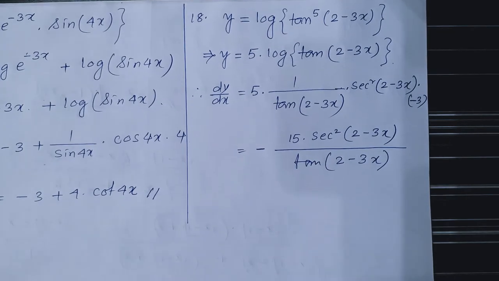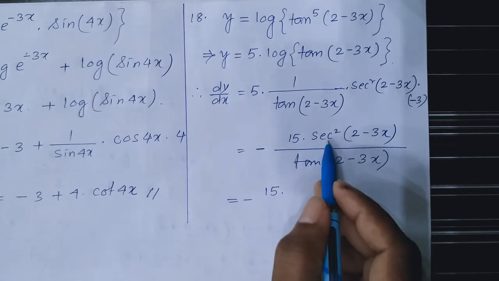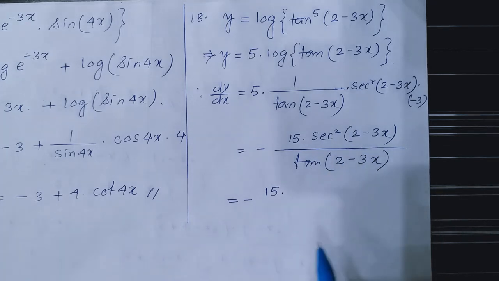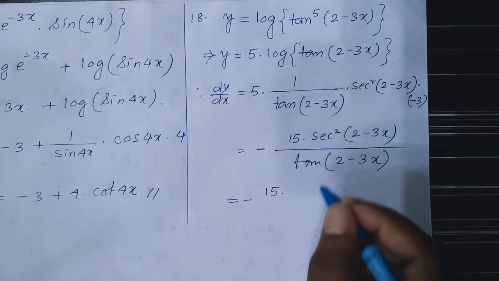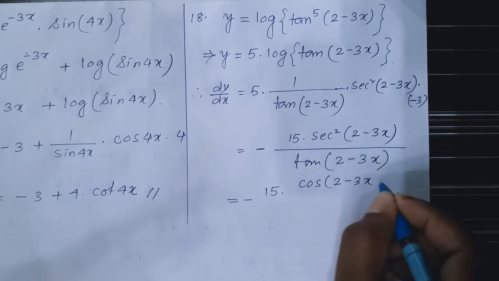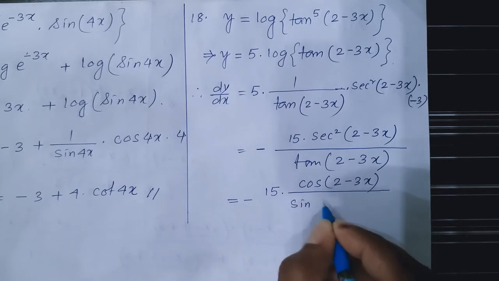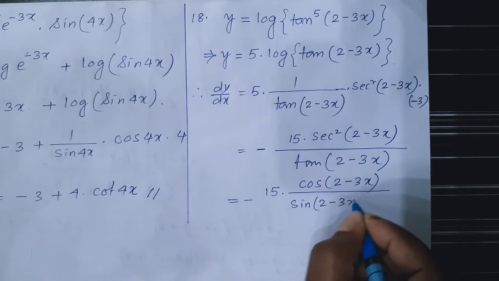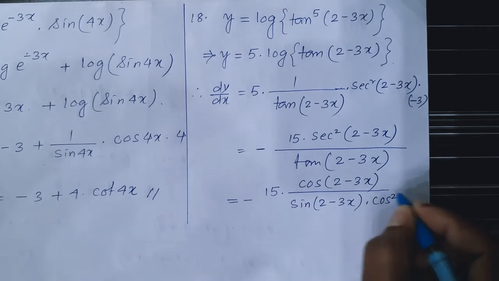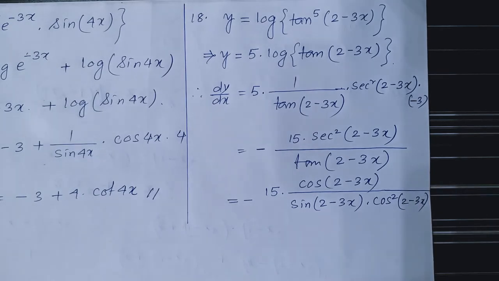So you can simplify it. This is equal to minus 15 is there. Sec square is actually what? 1 by cos square. And tan is sin by cos. That cos will go to the numerator. So finally, you will get cos of 2 minus 3x divided by sin of 2 minus 3x into cos square of 2 minus 3x.